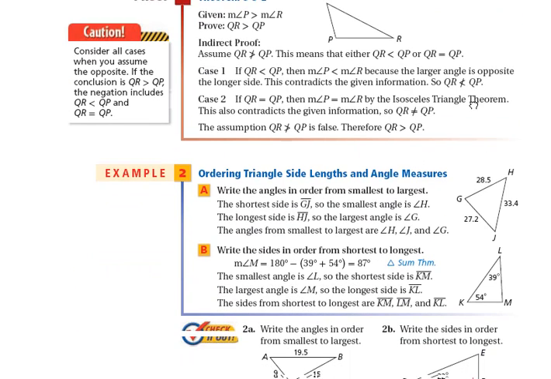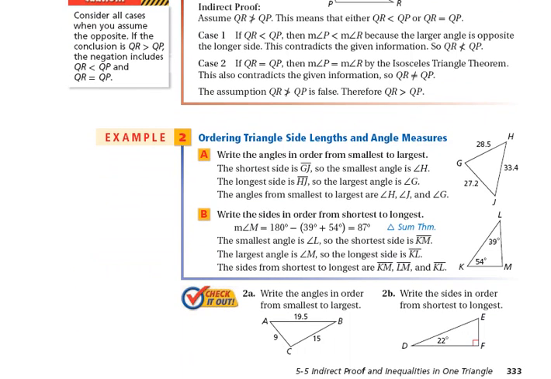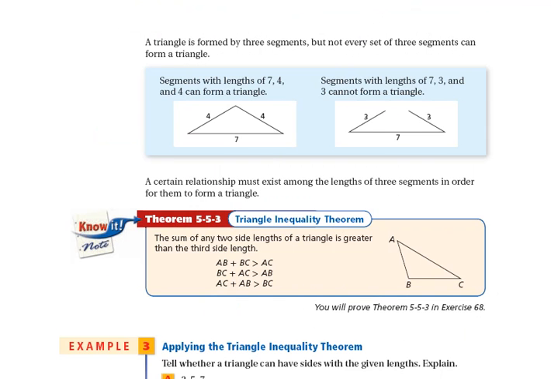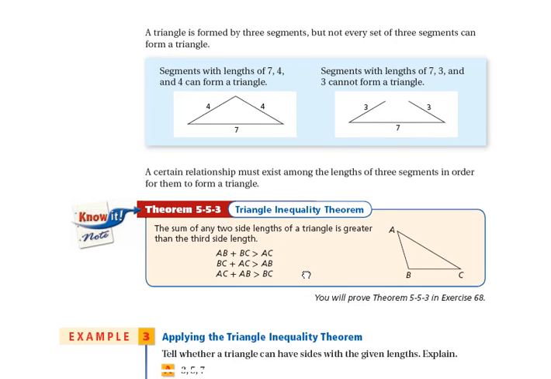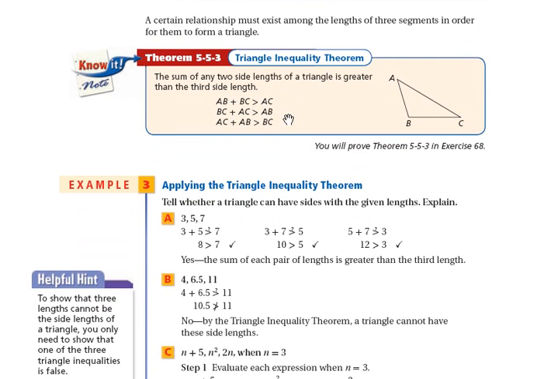Again, there are a few other examples here that you want to check out. Make sure that you read through those. And then finally, this theorem here, 5-5-3, the Triangle Inequality Theorem, which tells us that the sum of any two side lengths of a triangle is greater than the third side length. So in other words, when we add the lengths of two sides, it's always going to be greater than the third side. You can see there that they supply each case here for that.